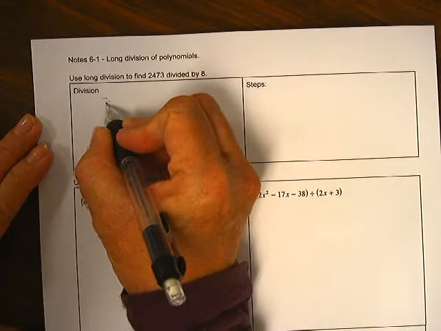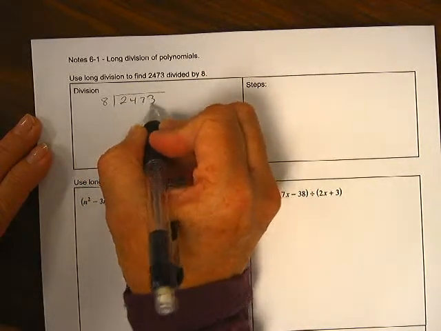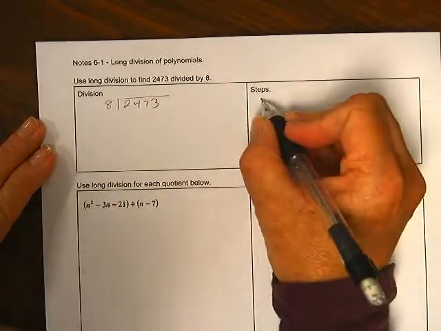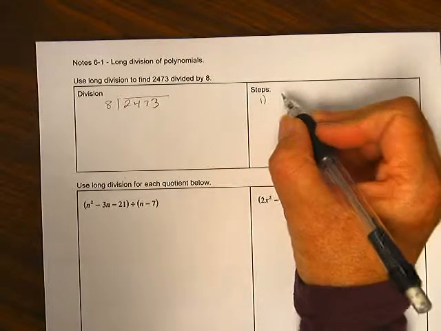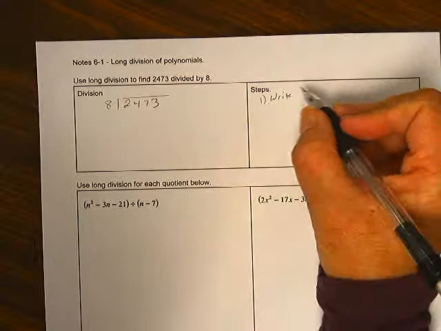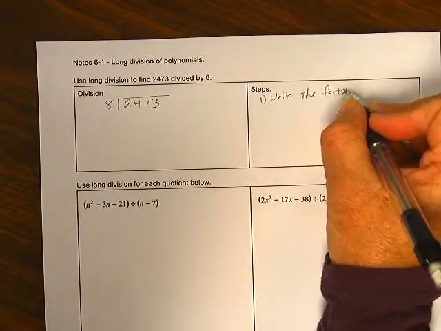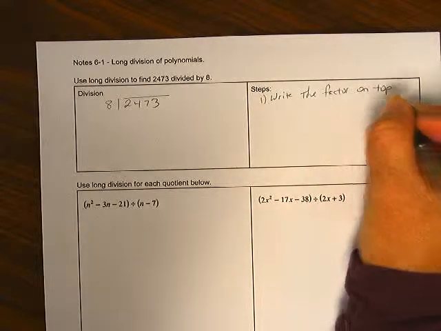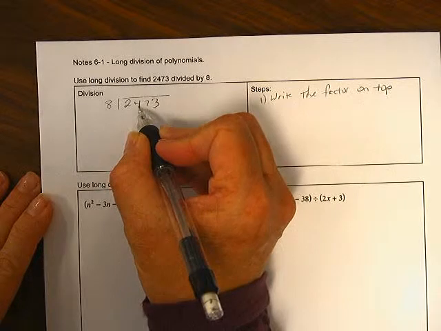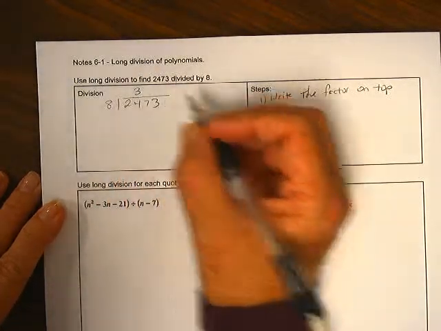The way we would do that is we'd write the 8 on the side and 2,473 under our divisor. Our first step, see how much you remembered, is to write the factor on top. So 8 does not go into 2. Does 8 go into 24? The factor is 3 times. So we write the 3 on the top.